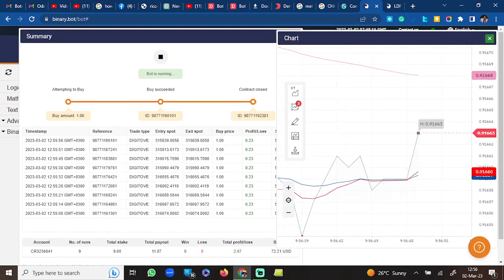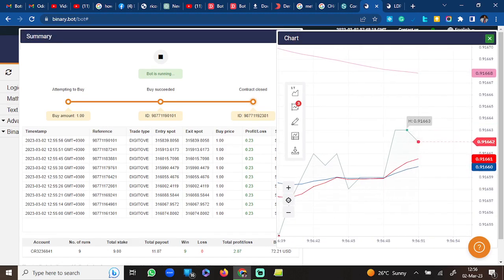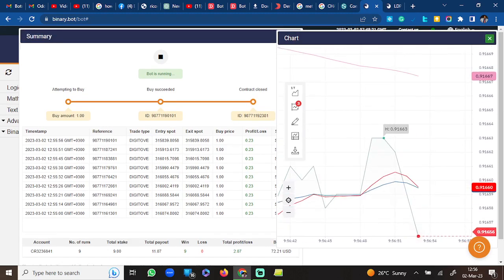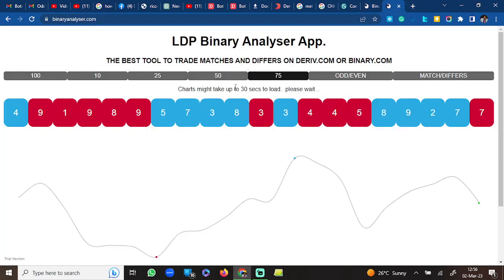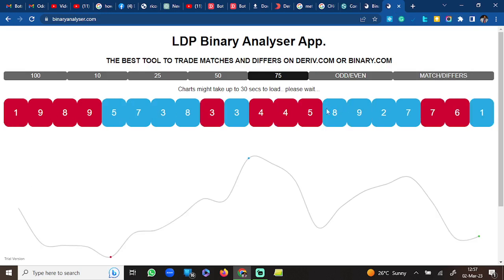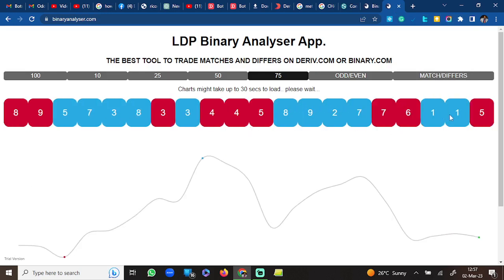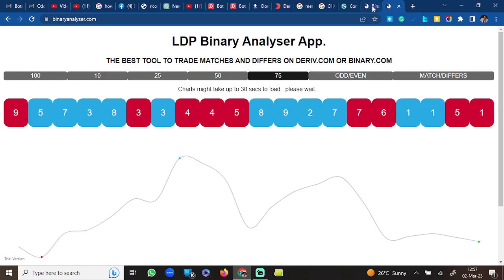Don't proceed. Don't proceed, because that way you might find that the market changes. You can see now, if we go to our analyzer, the market is still okay. If we go over one, the market is still okay.